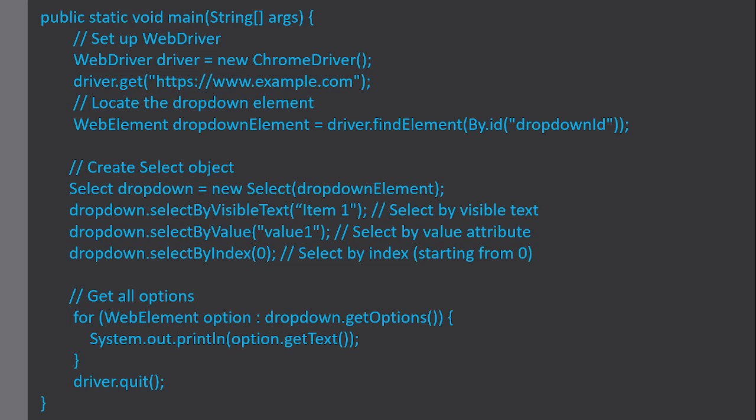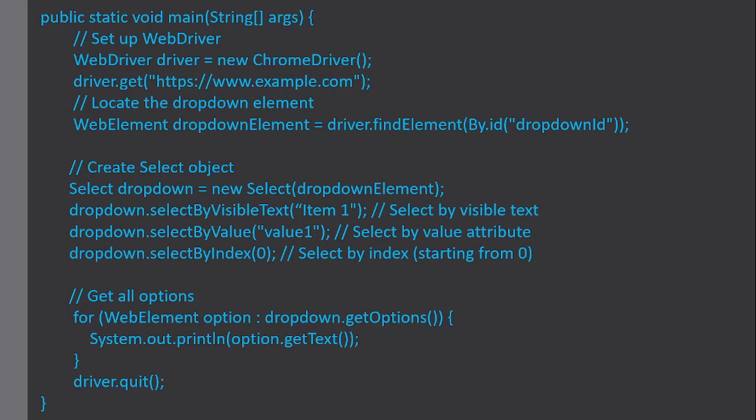Then we can hit the URL by using driver.get(URL) method. Then locate the drop down element by using web elements. Drop down element is equal to driver.findElement(By.id("dropdownId")). Then we can create a Select object. Select dropdown is equal to new Select, and inside the parenthesis, dropdown element.